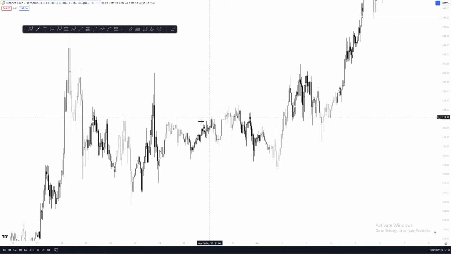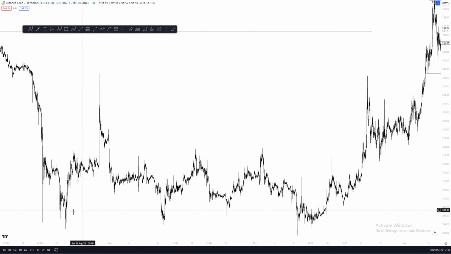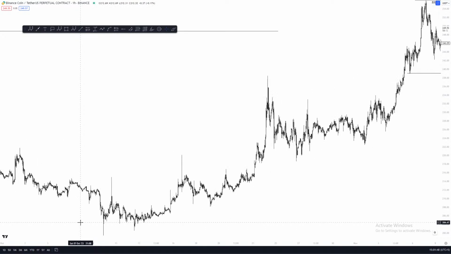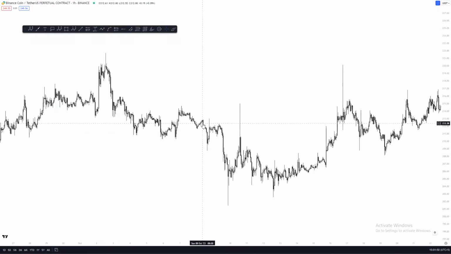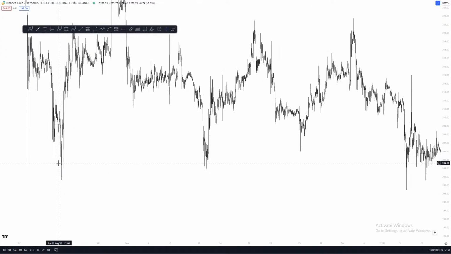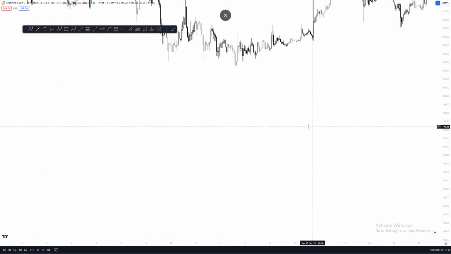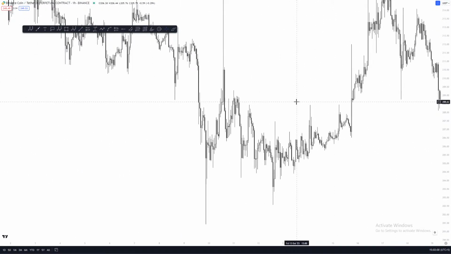Let's see. We have a lot of bad moves over here. Yep. Make sure to break a structure over here. No, we haven't broken the structure over here. We just broke the structure over here. So remember that. Okay, I will just teach you in a way, right?